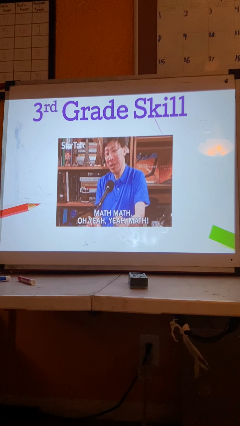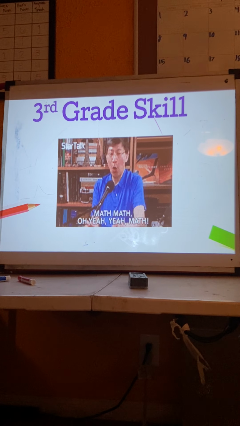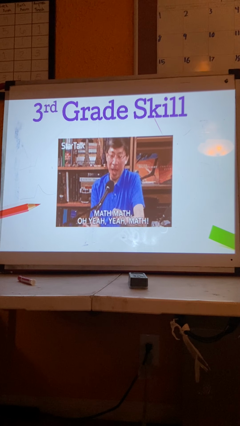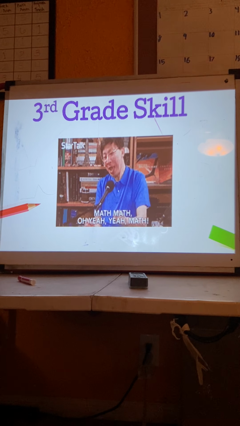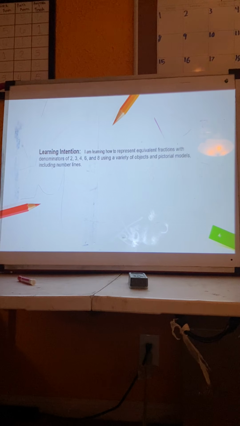Now, we're going to move on to our third grade skill, which is going back to what we learned before we went on a break. Before the break, we were talking about equivalent fractions as well as comparing fractions. So, today's learning intention for today's assignment is: I am learning how to represent equivalent fractions with denominators of 2, 3, 4, 6, and 8 using a variety of objects and pictorial models including number lines. See, we're just going back to what we've learned before we went on the break.